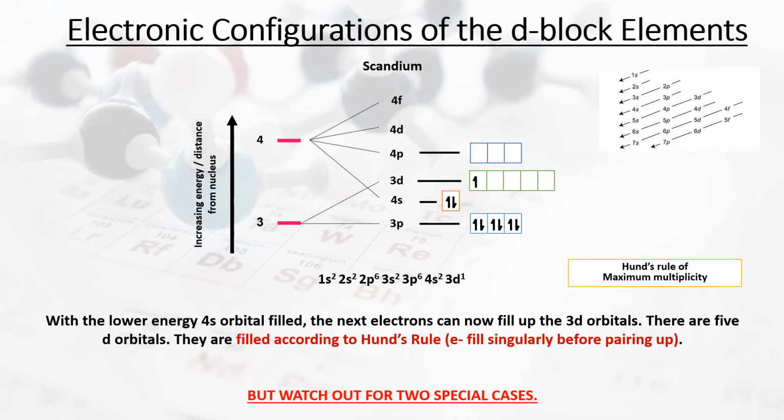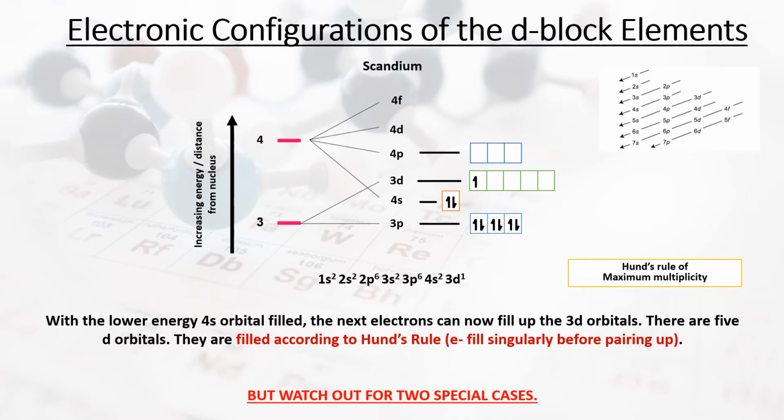So we've had our 4s filled. We've said our 4s is lower energy than the 3d. So we've filled our 4s. So the next orbital that we start to fill up is now the 3d orbitals. And there are 5d orbitals. Remember that there's 1 s orbital, 3 p orbitals, 5d orbitals, and 7 f orbitals. And so we start to fill these, again using Hund's rule here, that we fill them singularly before we pair them up. That's just simply because, again, less electron-electron repulsions if they go into separate orbitals rather than going into the same one. And so generally, we just use these rules that we've been looking at in the past 2 examples to fill up our d electrons.